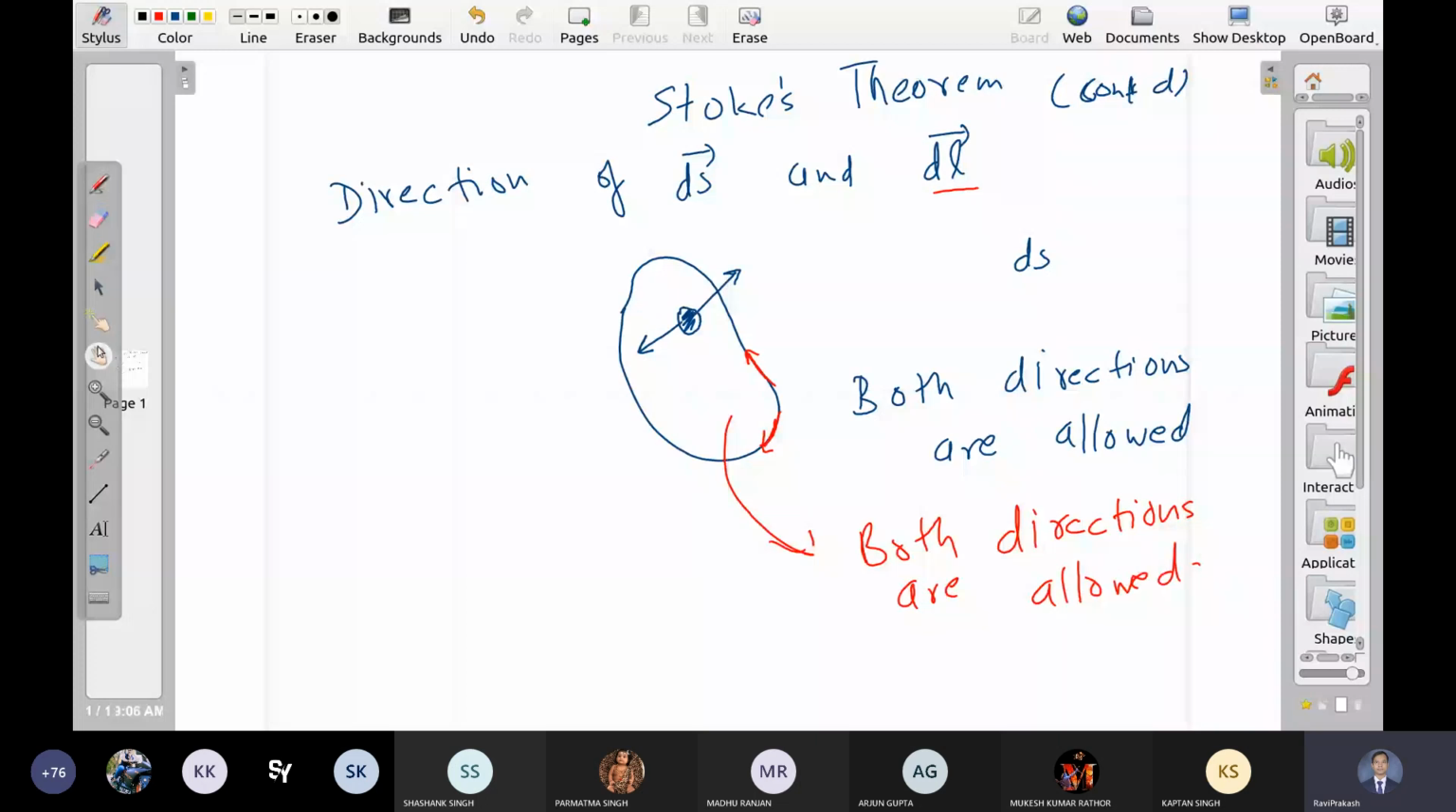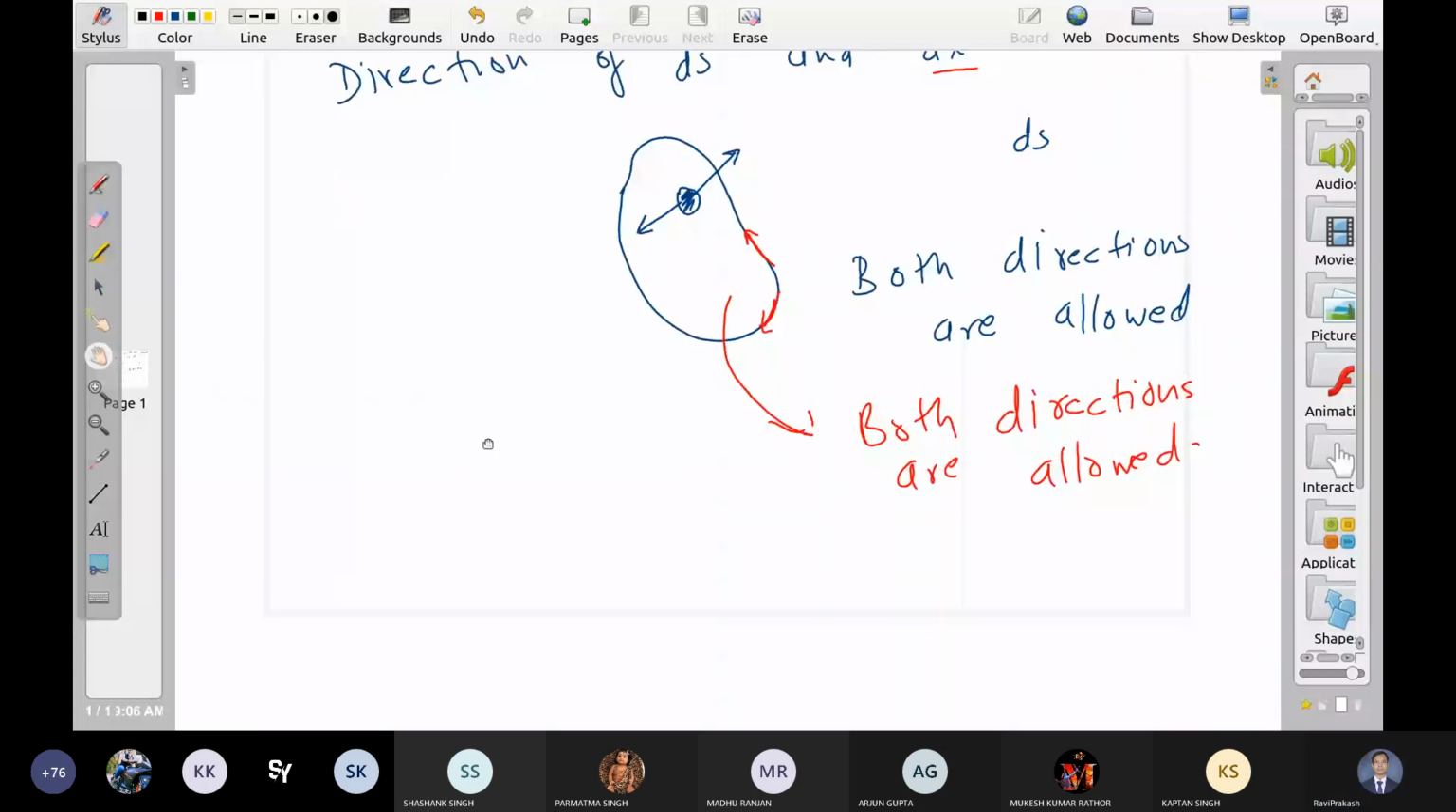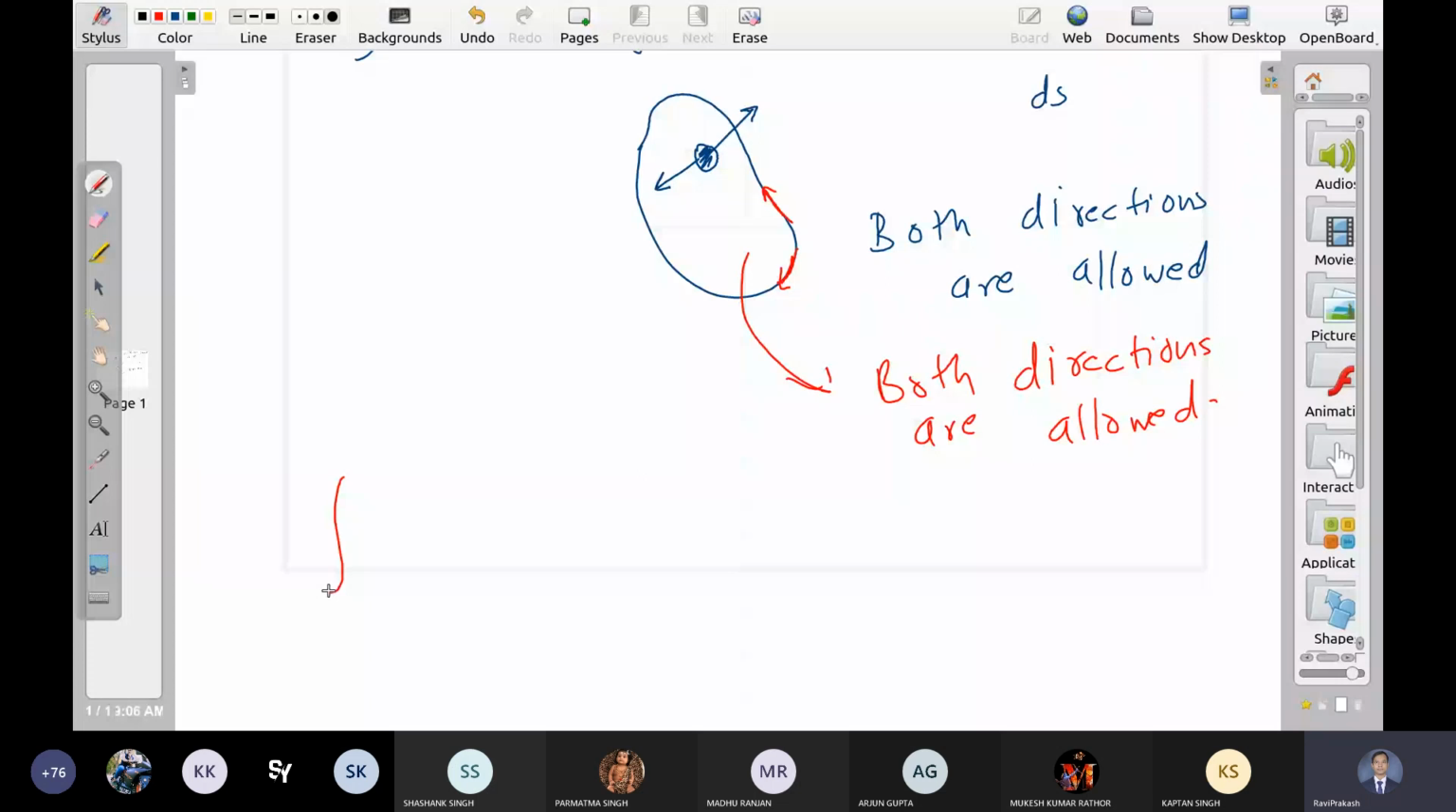When you use Stokes theorem, means this over the loop, these two directions are connected. I mean, there is a convention between these two vectors, and accordingly we choose them in pair.